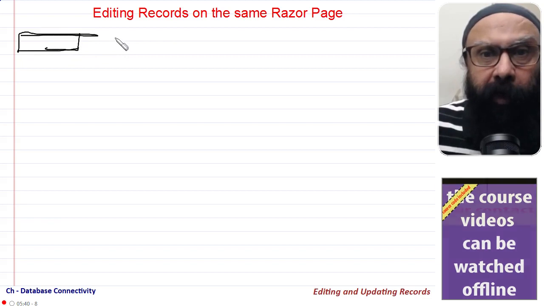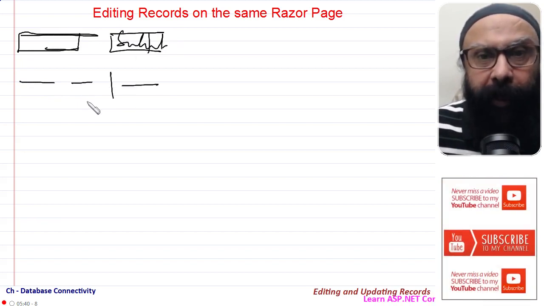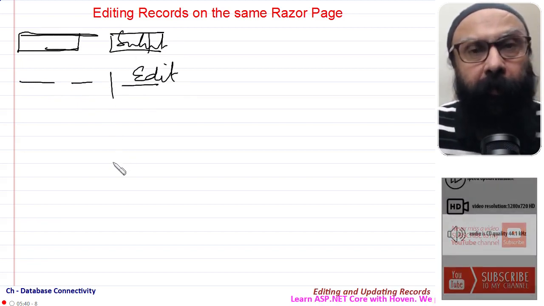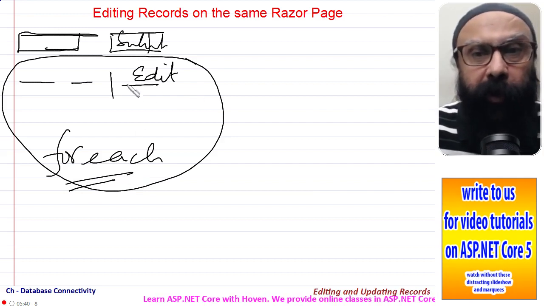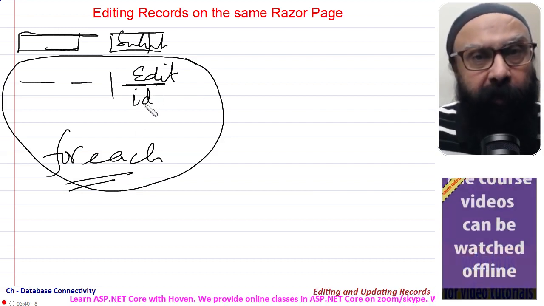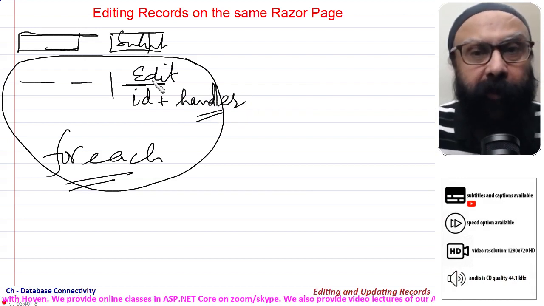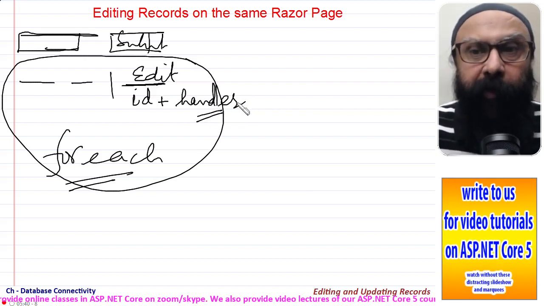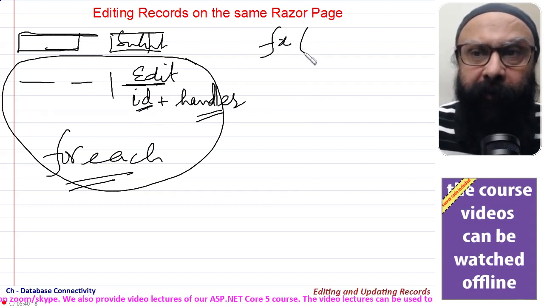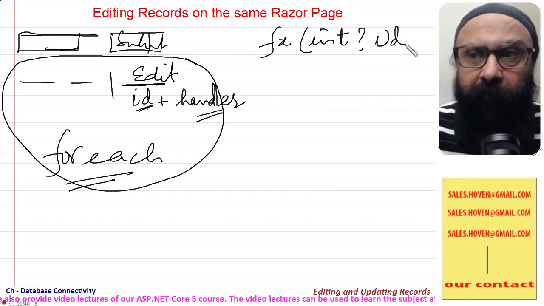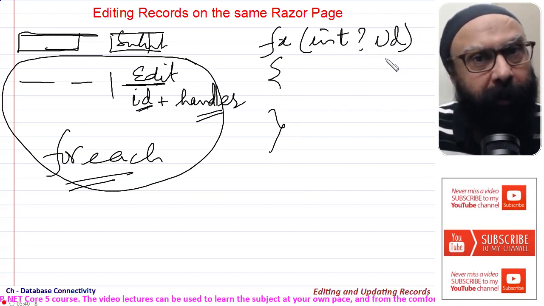Very roughly, we have a data entry form at the top, and then we have a number of records with edit. This is the edit link. These records are generated with the foreach loop, and therefore each edit link will have the ID of the record plus the backend handler that will be executed when this edit is clicked. This handler will accept the ID that is sent from this edit button. So we will expect some sort of backend function that accepts an ID. When this edit is clicked, it will accept the ID of the record that is being edited.